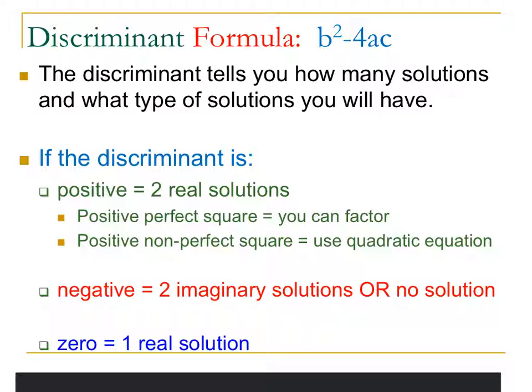And then last, if you get 0 as your discriminant, it means there's one real solution, and because there's only one x-intercept, that means it was the same two factors, which give you that same one solution, and that really means that this is a perfect square trinomial, meaning you could have factored it that way.